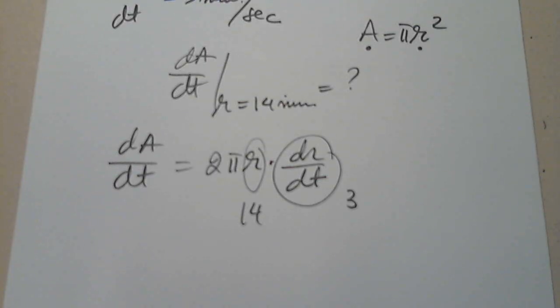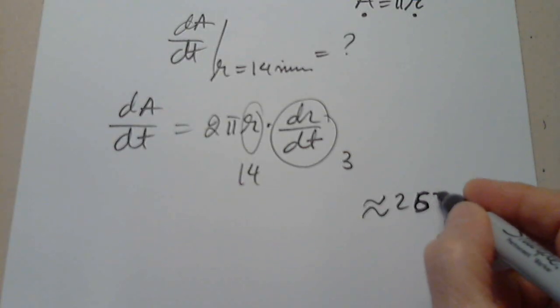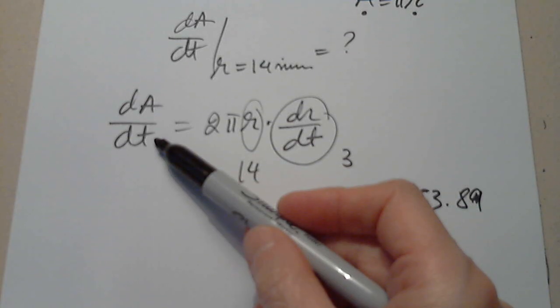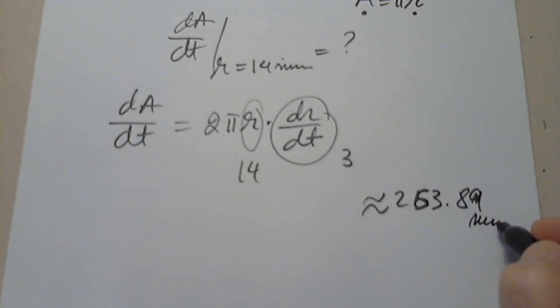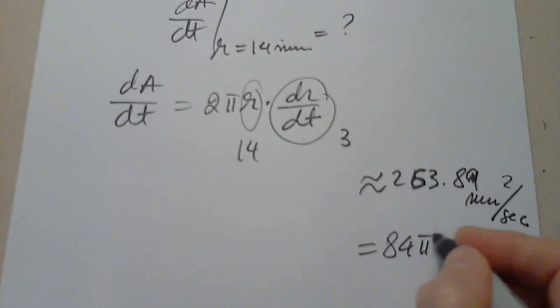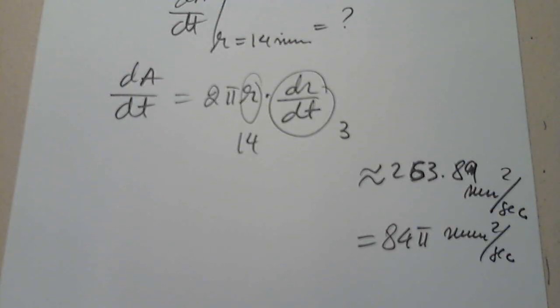And I put 84 pi. But if they want us to approximate, I will multiply by pi to get 263.89. And remember, this is the area. So it is millimeters squared per second, or 84 pi millimeters squared per second.